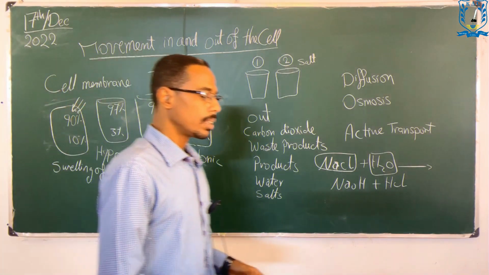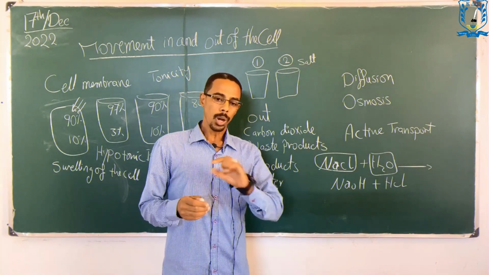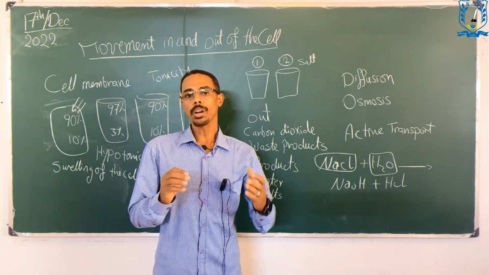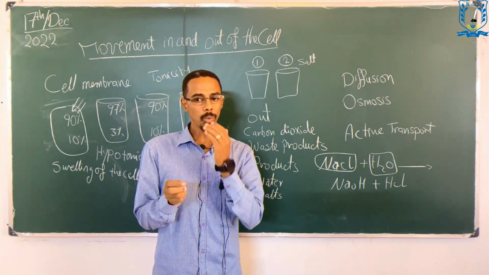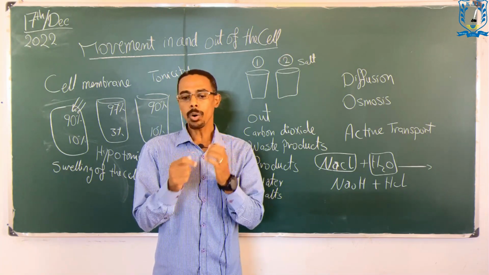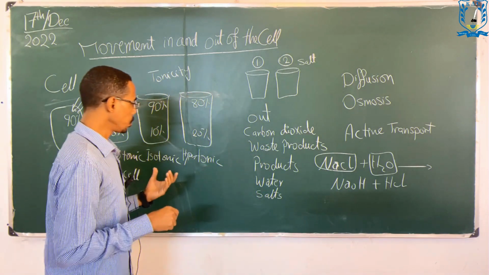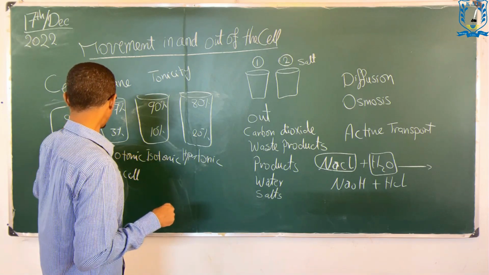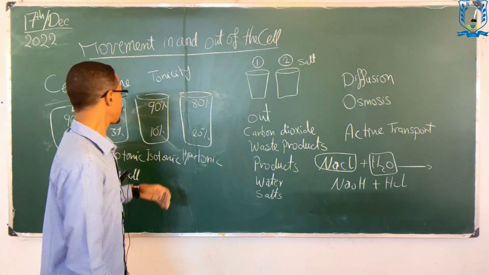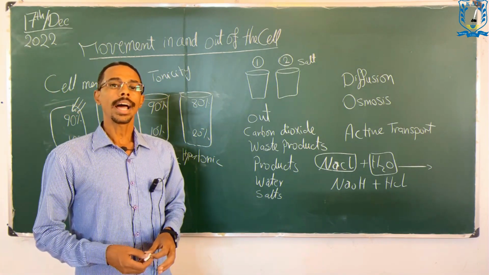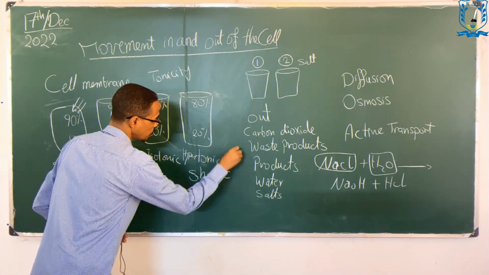If we put the cell in the isotonic solution, in this situation, the water will move in both directions. So the net movement of the water will be zero. And here, no change will happen to the shape of the cell, because the cell gains water and loses water at the same time. And in the hypertonic solution, actually, the water content is higher in the cell than in the solution. So the water will leave the cell into the solution, and this will result in shrinkage. The cell here will shrink.